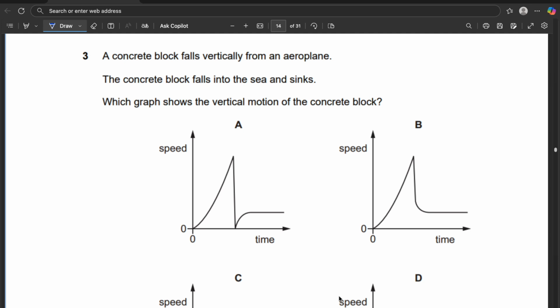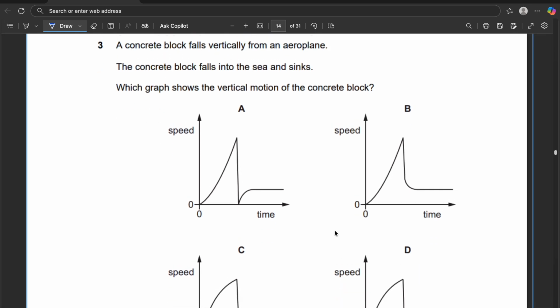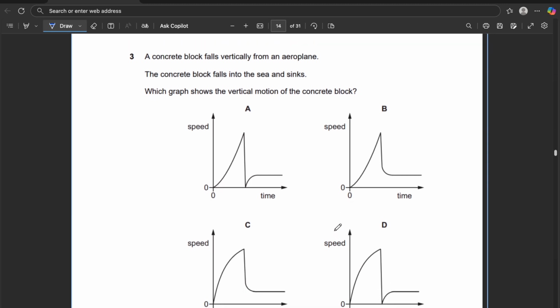A concrete block falls vertically from an aeroplane. The concrete block falls into the sea and sinks. Which graph shows the vertical motion of the concrete block? So firstly, it falls vertically, which means every fall in the air, right, we have this general graph that looks like this. Because of air resistance, the acceleration would decrease. So the gradient would have to decrease. So you can cancel A and B.